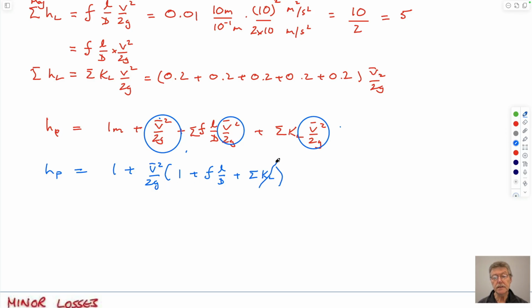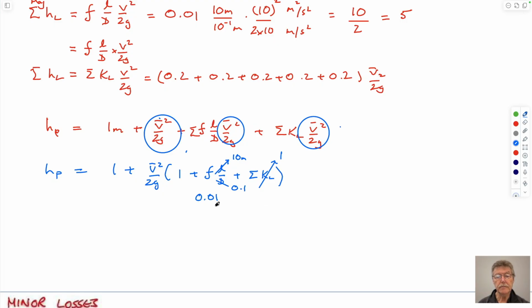So we know what this is. This is equal to what? 0.2 plus 0.2 plus 0.2. This is equal to 1. And this is going to be equal to 0.1. No, sorry, 0.02. 0.01. Remember, from Moody chart. This is going to be 10 meters, and this is 0.1 meters.